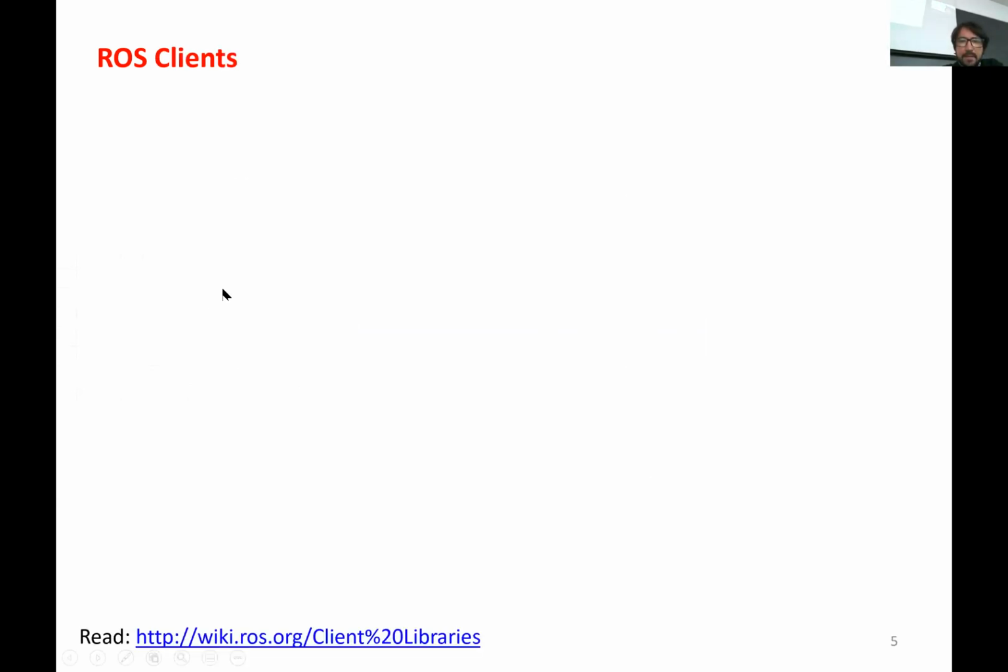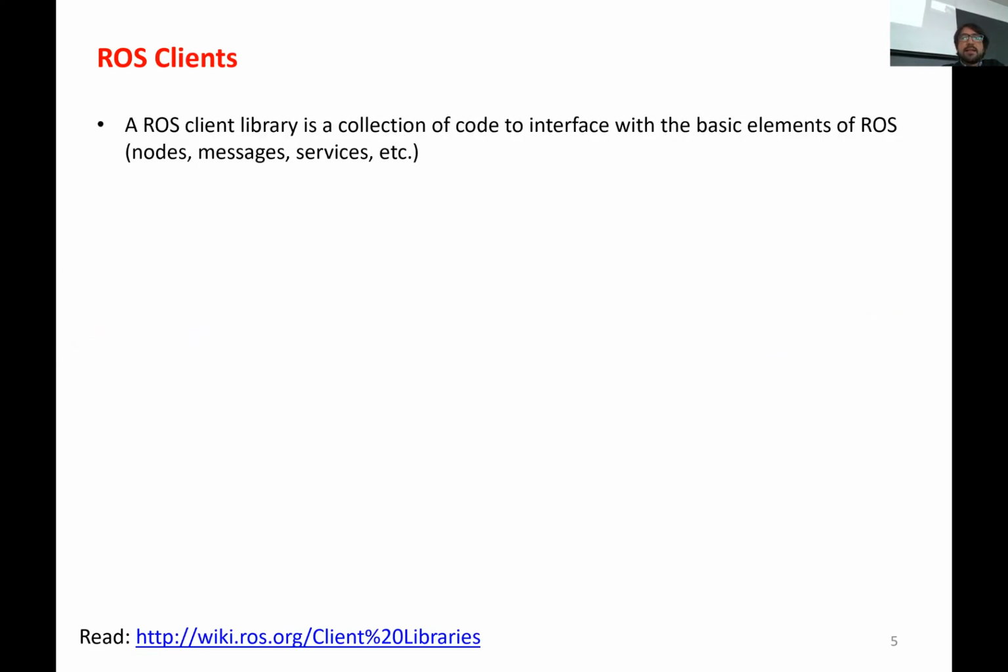Okay. So this is just a small example. Then I talked about clients. So a ROS client is a collection of code to interface with the basic elements of ROS. There are specific libraries in C++ and Python and other languages that are targeted to use the interfaces of ROS to handle the standards of communications of messages and services and topics. And this is called the client.